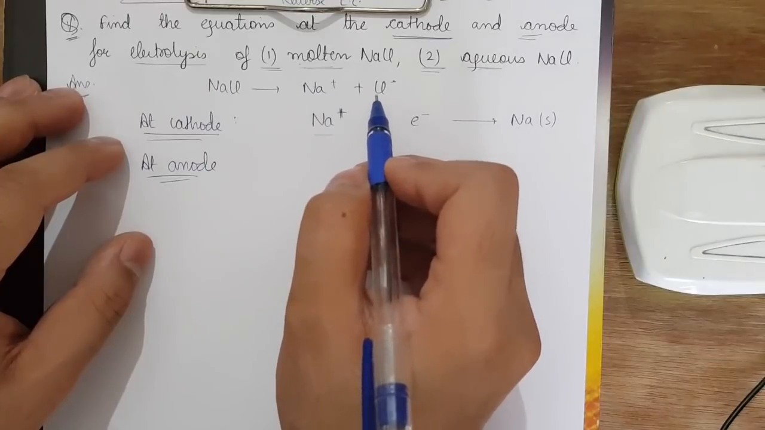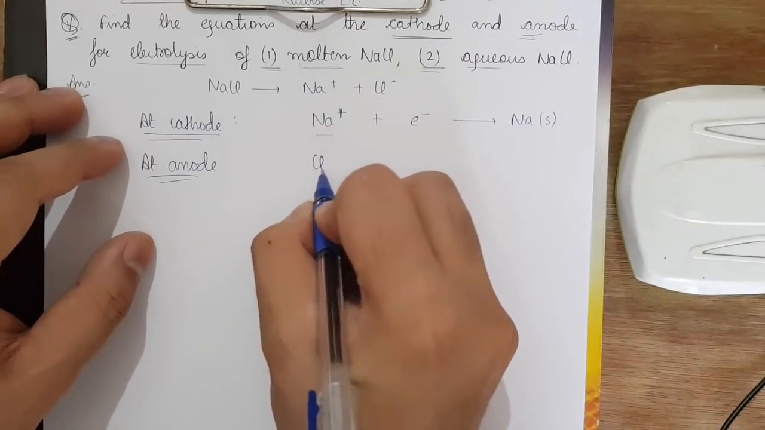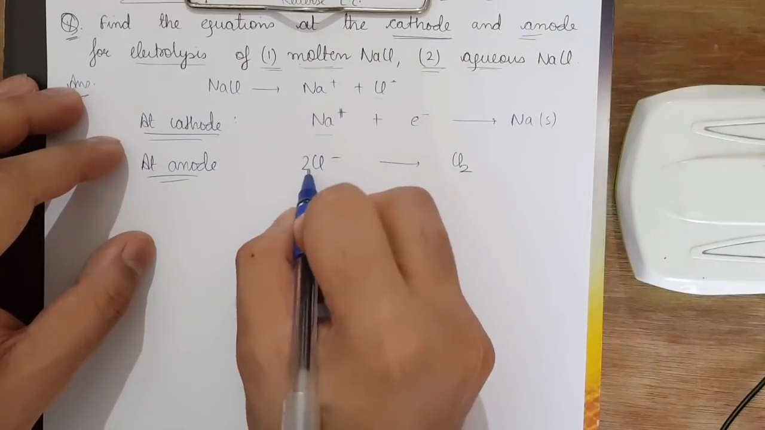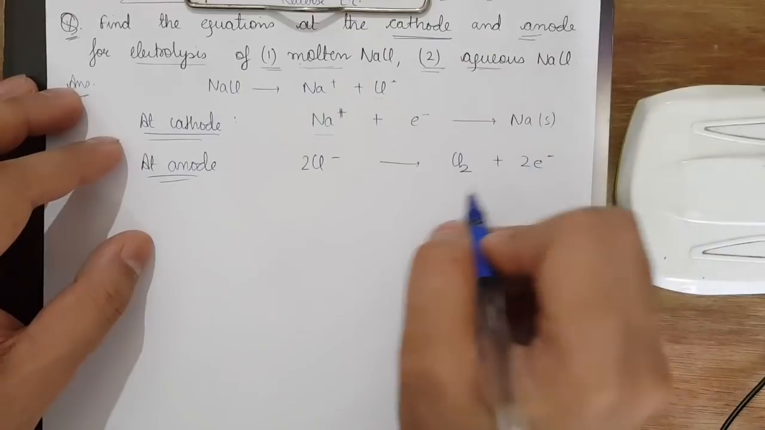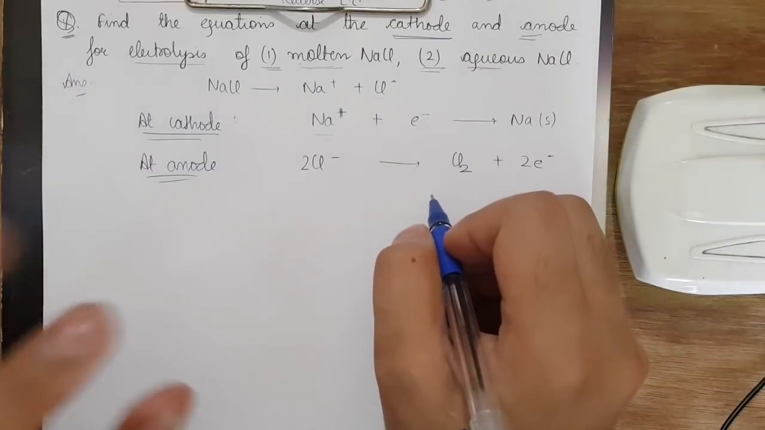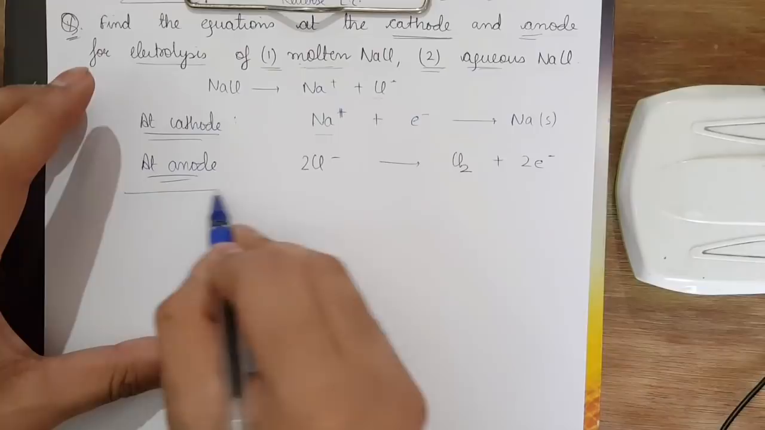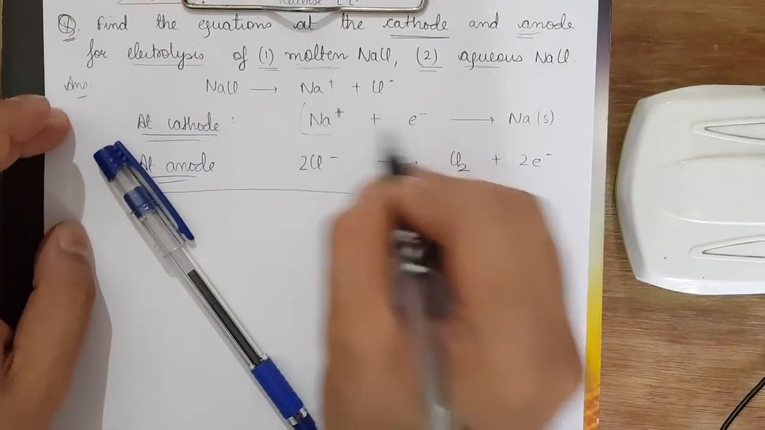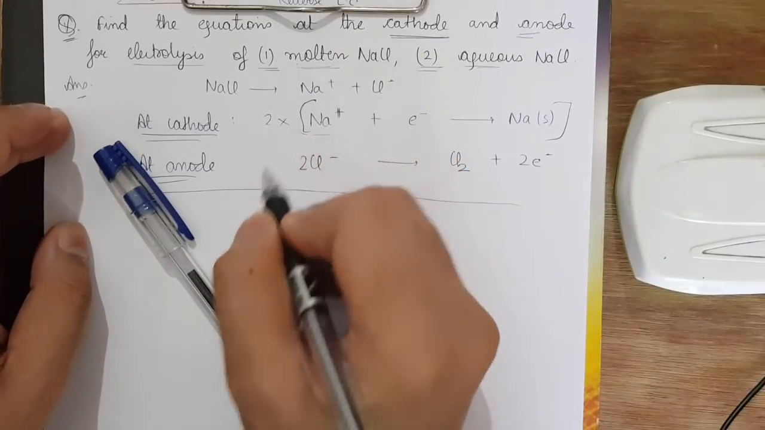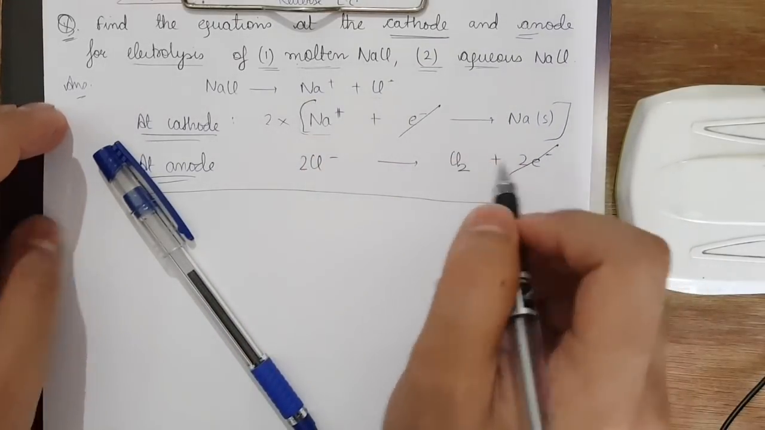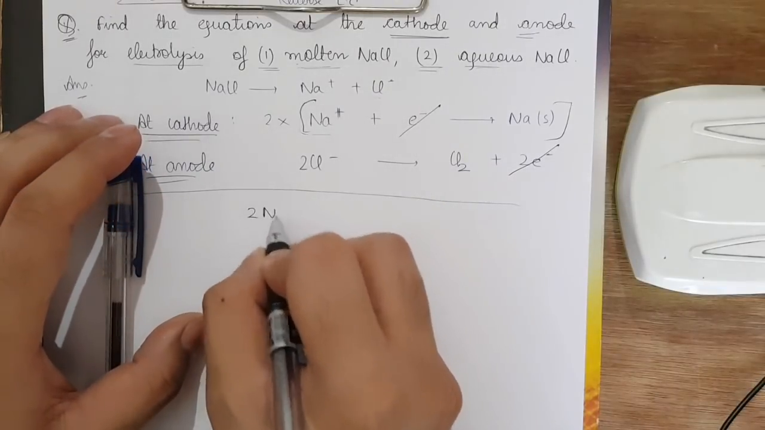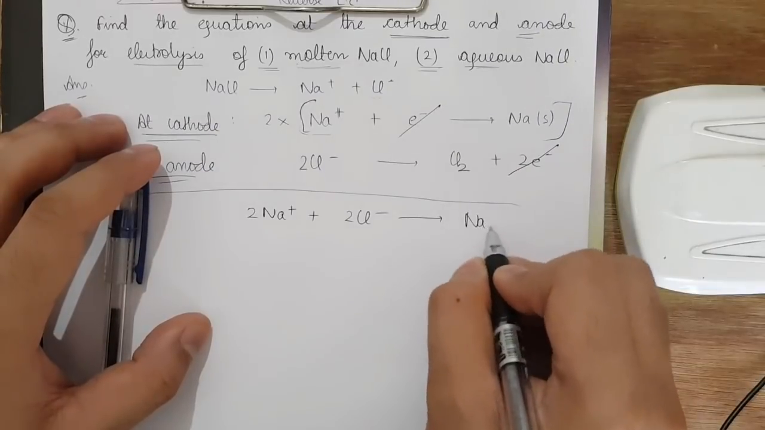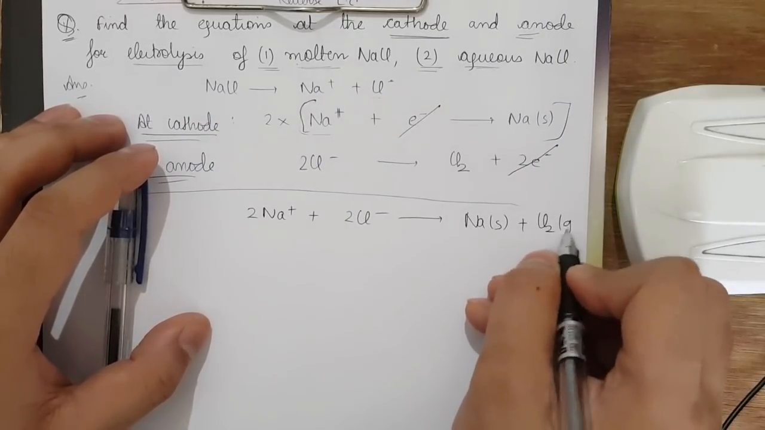Now we have Cl minus. The oxidation of Cl minus has to occur. So Cl minus would oxidize into Cl2. We need to take 2 Cl minus here and 2 electrons in order to balance the equation. Now these are the equations at the cathode and the anode. In order to get the net equation, we multiply the cathode equation by a factor of 2 so that the 2 electrons cancel out, giving the net equation as 2 Na plus plus 2 Cl minus goes into Na solid plus Cl2 in the gaseous phase.